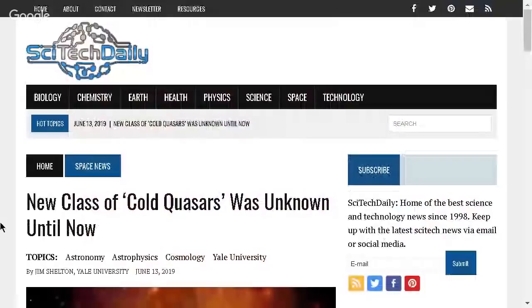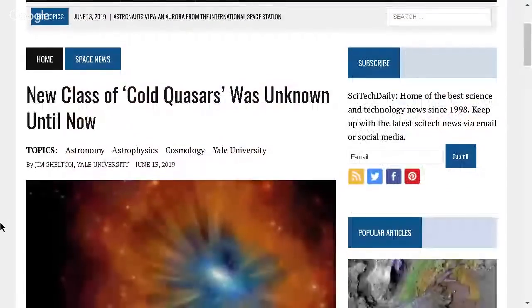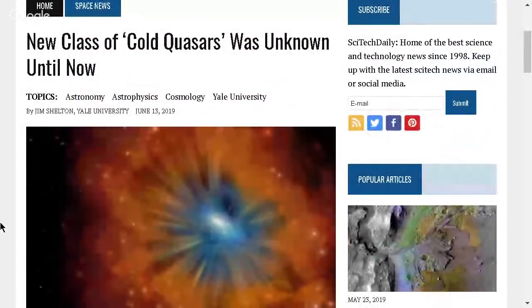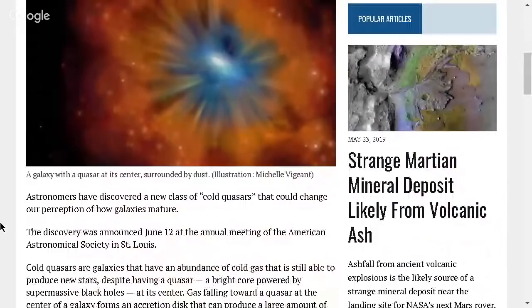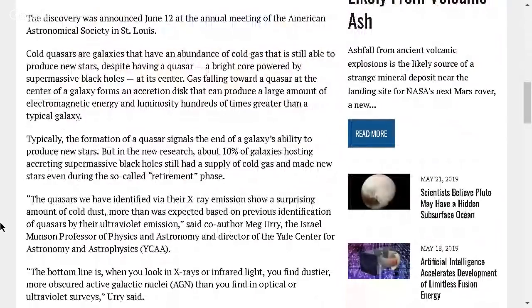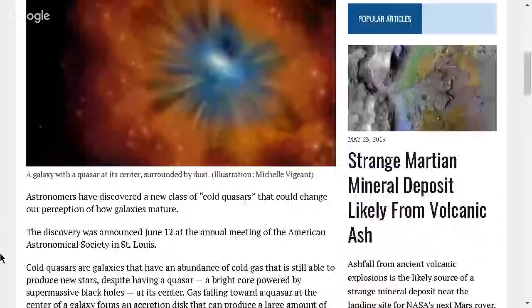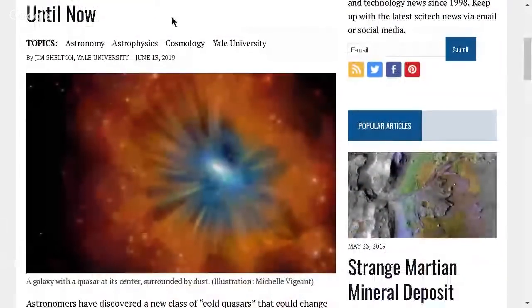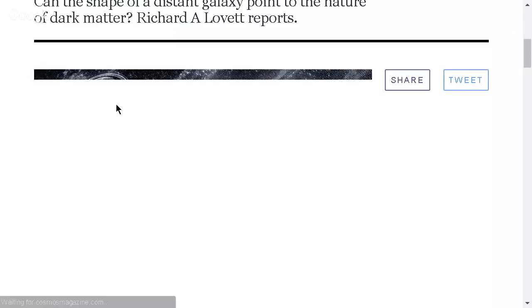Before we go back, let's go back to quasars. New class of cold quasars was unknown until now. Well, why is this relevant? Well, because this challenges cosmology also. These things are not formed based on gravitational accretion. They are formed on ionization pathways, the same way clouds are formed on Earth. So galactic nuclei and clouds might be less dissimilar than you may think.